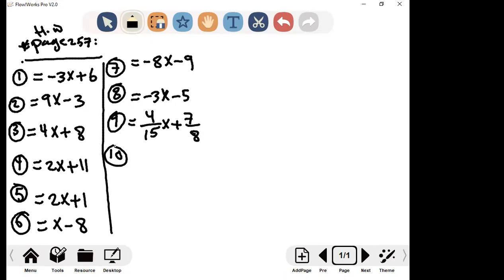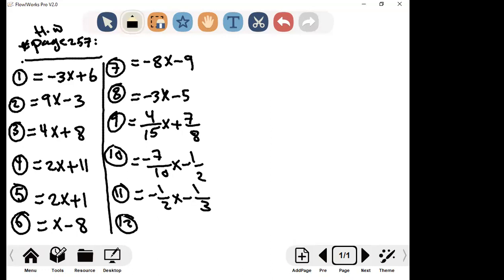Question 10: negative 7 over 10x minus half. Question 11: negative half x minus a third, 1 over 3. Question 12: 1 over 4x plus 9 over 10.